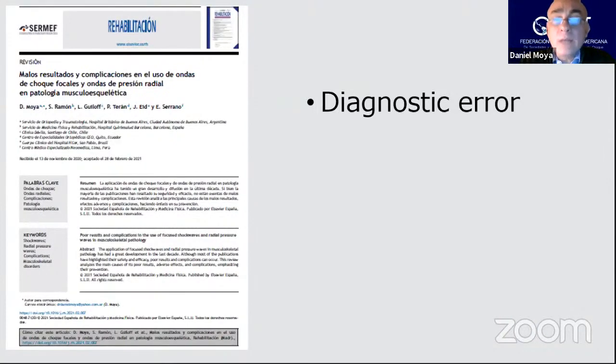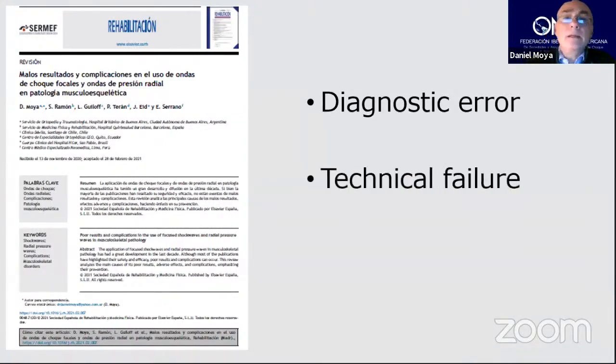And again, I want to stress that we should not treat symptoms. We must treat conditions that are diagnosed, and again, having a device does not make us experts in different pathologies. Another option is technical failure, to use a protocol that is not good or to use a device that is not of good quality.